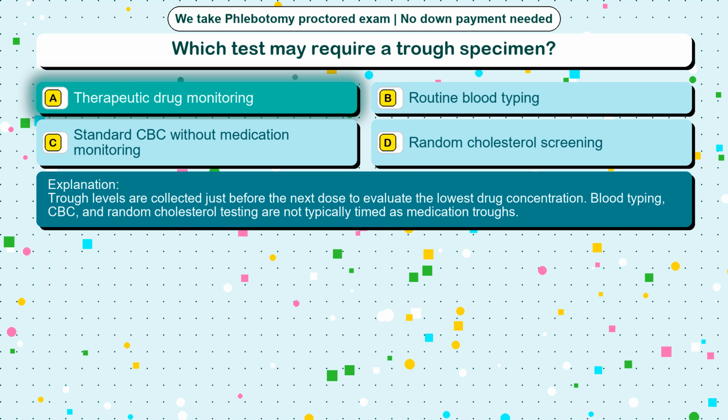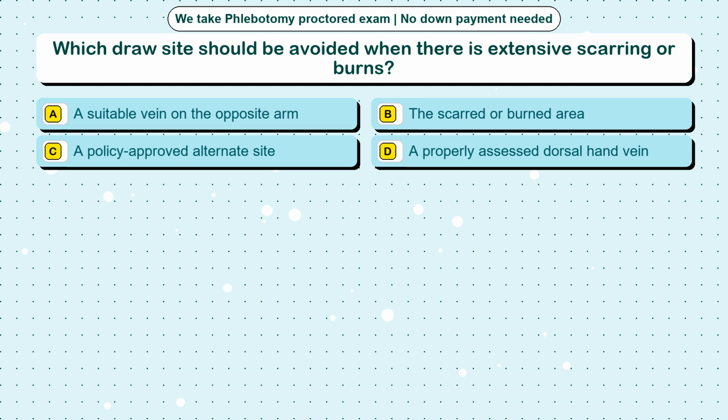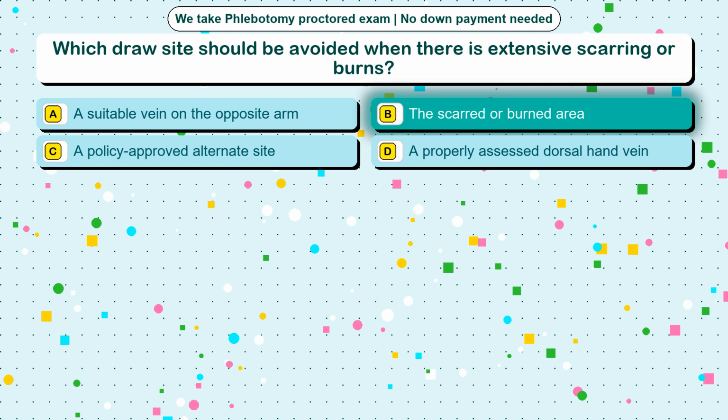Blood typing, CBC, and random cholesterol testing are not typically timed as medication troughs. Question 52. Which draw site should be avoided when there is extensive scarring or burns? Option A. A suitable vein on the opposite arm. Option B. The scarred or burned area. Option C. A policy-approved alternate site. Option D. A properly assessed dorsal hand vein. The correct answer is option B. The scarred or burned area.